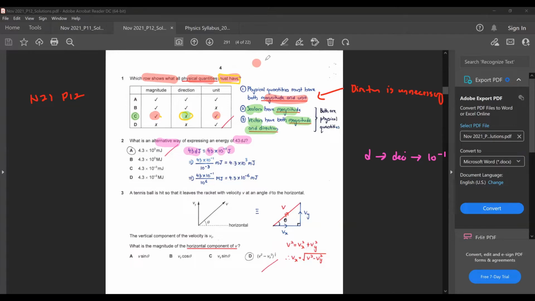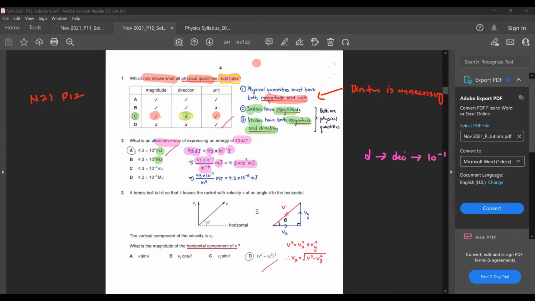You are trying to convert your answers to either millijoules or megajoules. Okay, so you see small m is millijoules, big M is megajoules. So you want to convert it to millijoules first. You take 43 times 10 power minus 1. Because you want to convert to millijoules, you divide by 10 power minus 3. So you're going to get 4.3 times 10 power 2 millijoules.